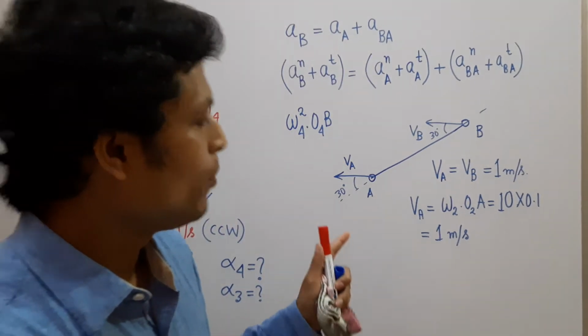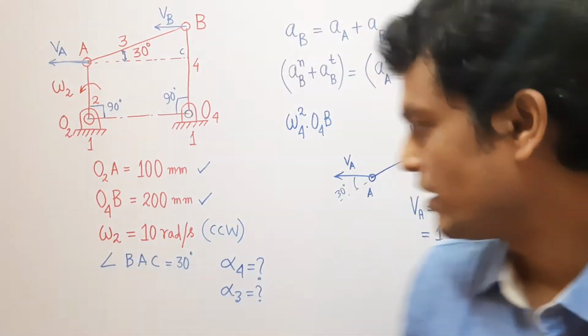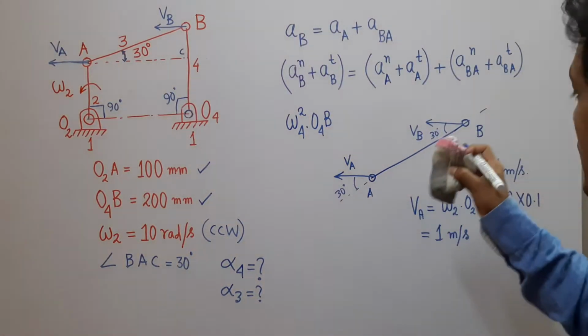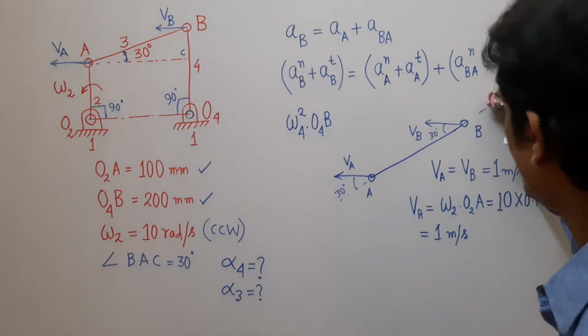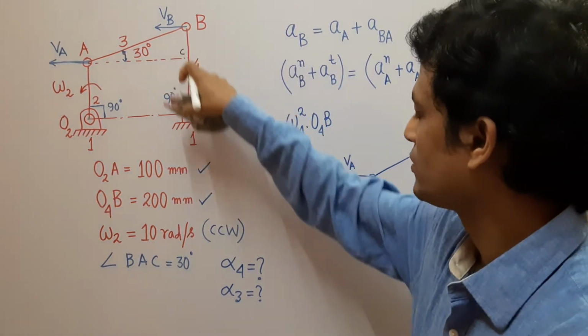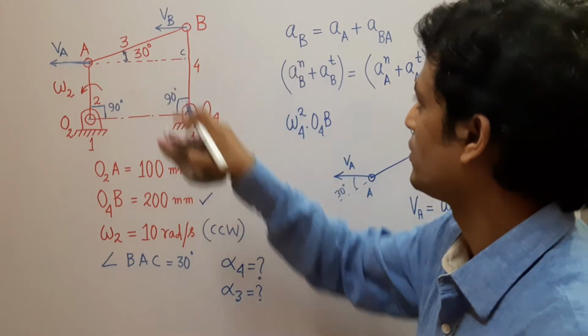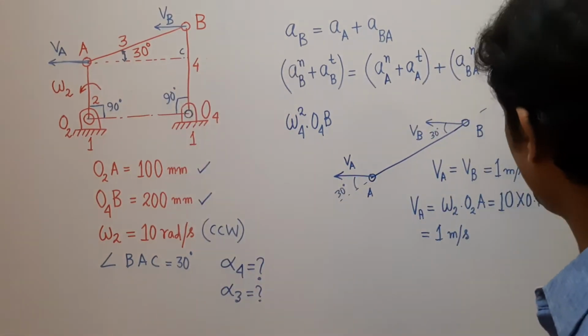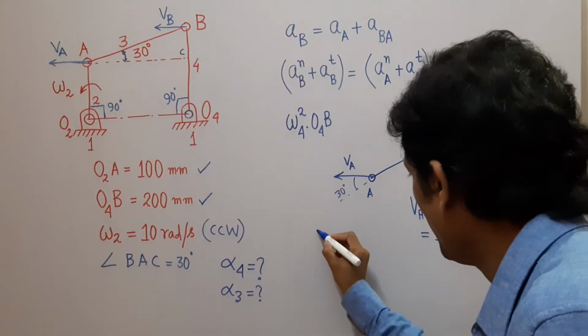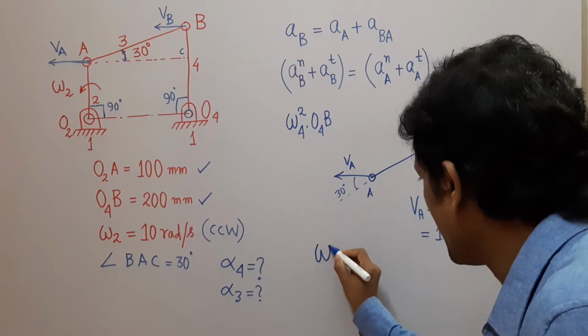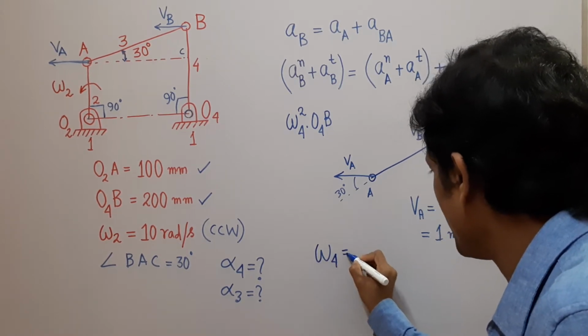Now, what about omega 4? We have determined the angular speed of link 4 in the velocity analysis. So what will be omega 4? Say I am writing here, omega 4 is equal to what?